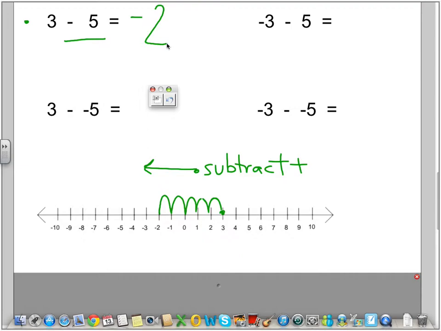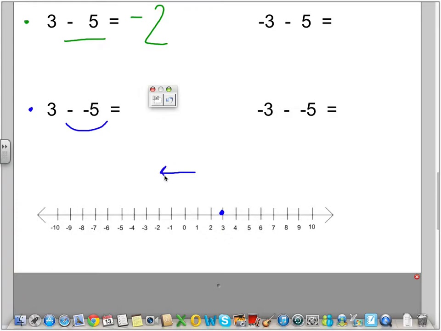Okay, so now I'm going to erase, because we're going to do the next one. The next one I'll do in blue. I've got 3 minus negative 5. So 3 is my starting point, same starting point. Minus wants to send me this way, but a negative spins me this way. So when you subtract a negative, you actually move right. Subtract a negative.